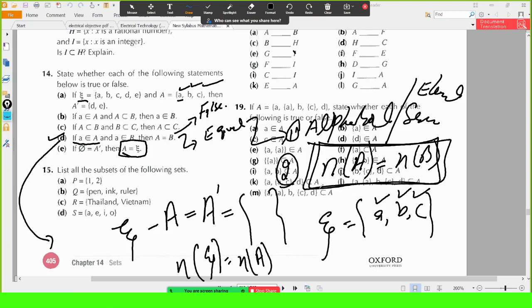So 1, 2, 3, yes, 1, 2, 3, yes. So this is true. Okay. First of all, you will need to make the conditions. Then you will check whether that is right or not.